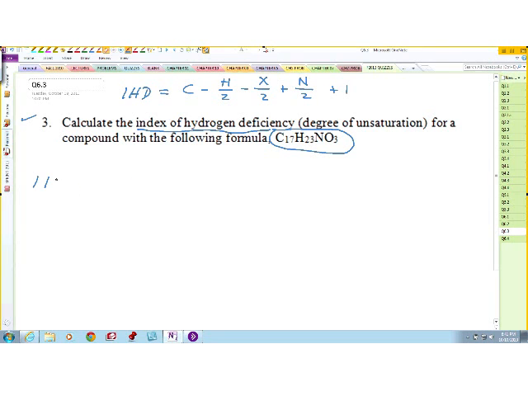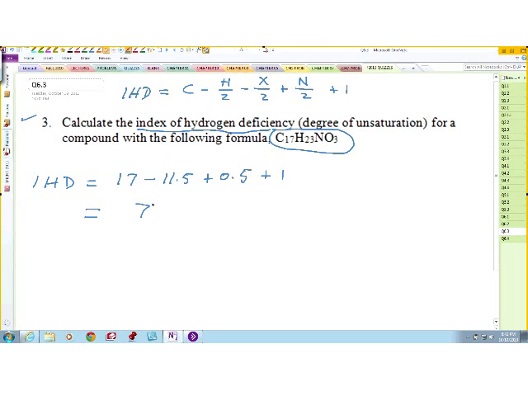If we use this formula, we have IHD equals 17 for the number of carbon atoms minus 11.5 for the number of hydrogen divided by 2. Do we have any halogen here? We don't need to worry about halogen, so forget about that. And then one nitrogen atom, so that is plus 0.5 plus 1. If you work this out, you will find the answer to this is 7.